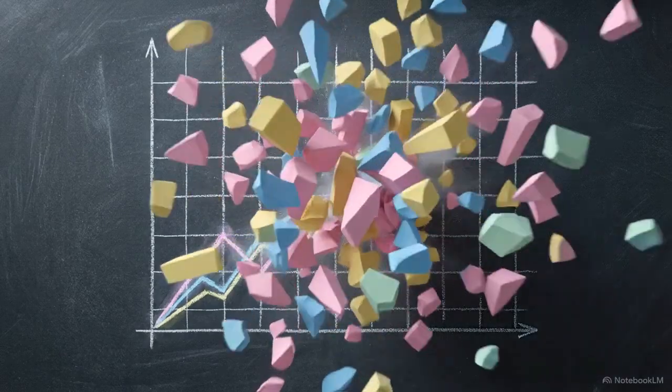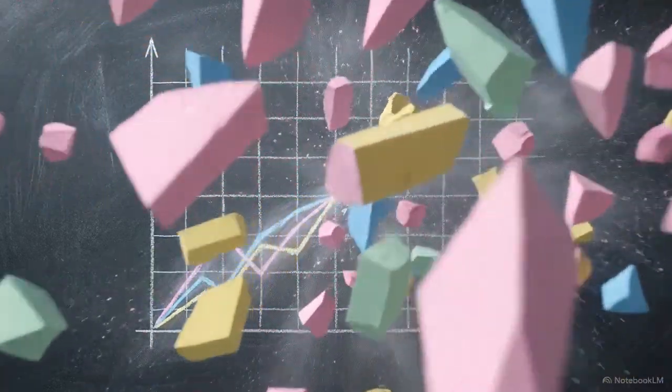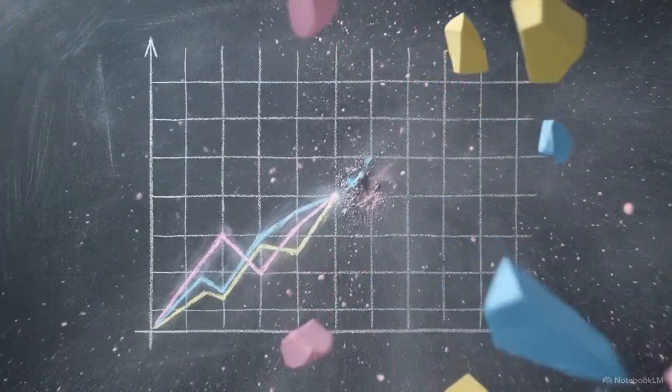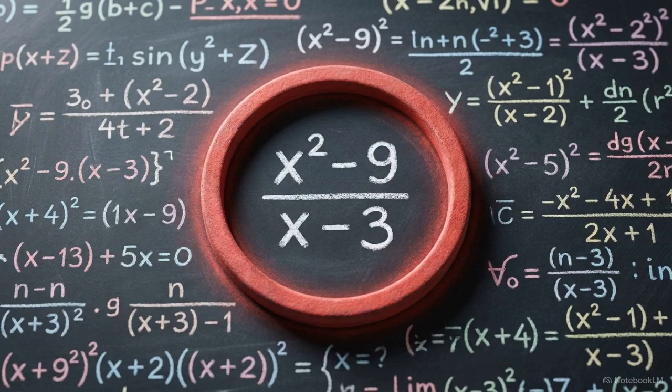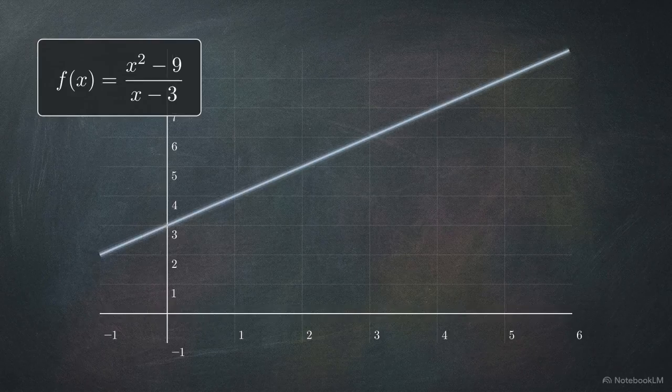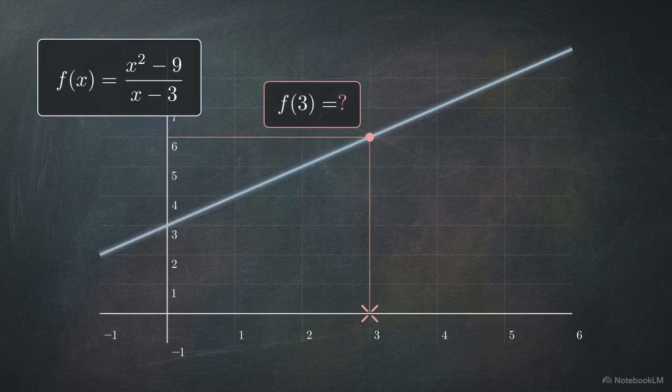Mathematics always relies on rigid rules, but when a system reaches a critical stress point, standard arithmetic fractures. Consider this rational function, x squared minus 9 divided by x minus 3. To find the behavior of this equation, the standard approach is to evaluate a specific coordinate. We want to find the exact output when x equals 3.